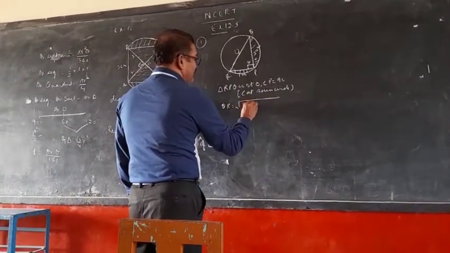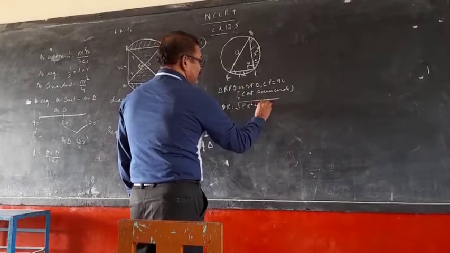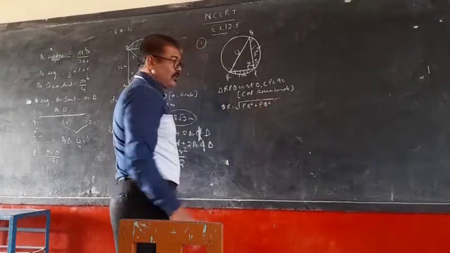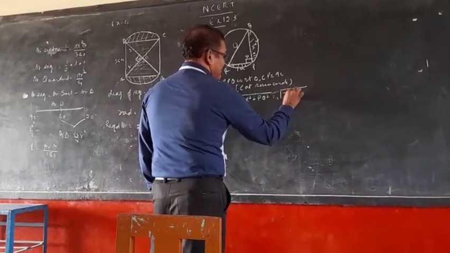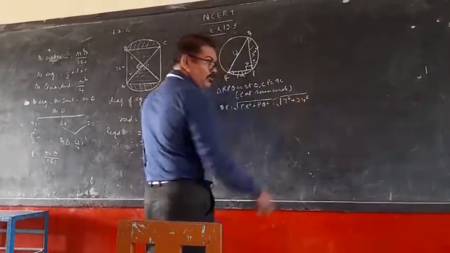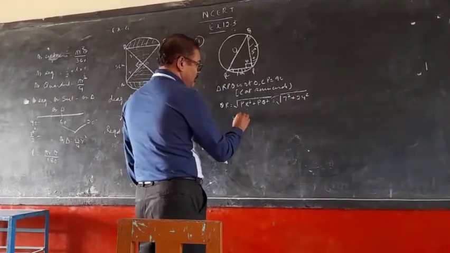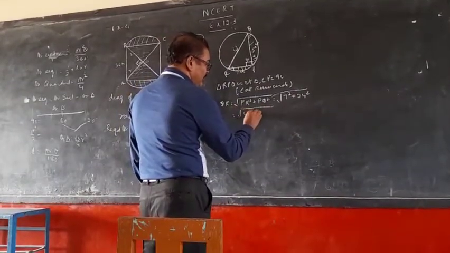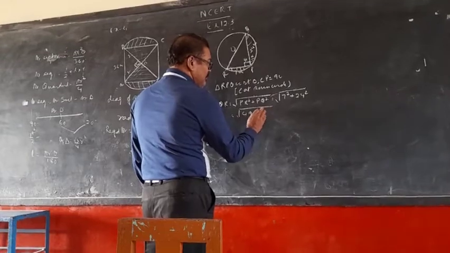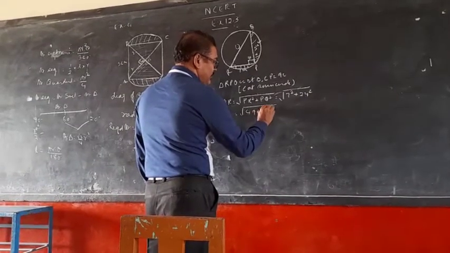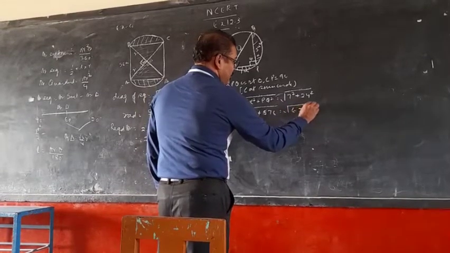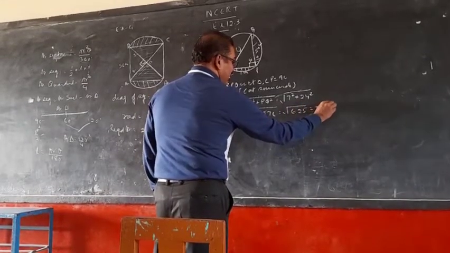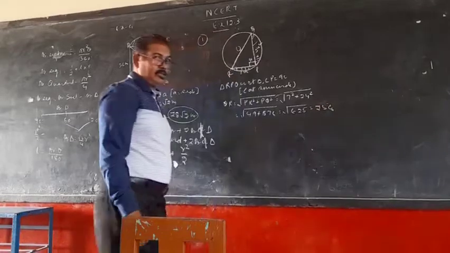root of PR square plus PQ square. That is equal to 7 square plus 24 square. 7 square is equal to 49 plus 576. That is equal to 625, which means that is equal to 25 centimeter.